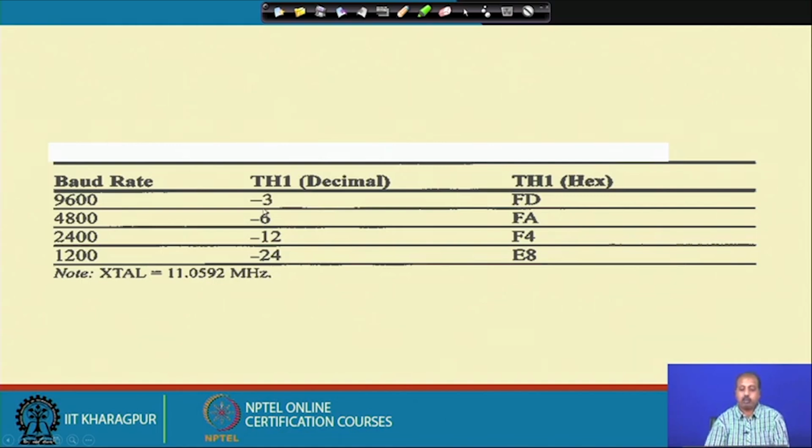Now, for the setting of baud rate, there are some values. Timer 1 has to be used for this baud rate setting. If you want to set a baud rate of 9600, then TH1 should be set to -3. If you are trying to set the baud rate to 4800, then TH1 should be set to -6, then -12 and -24, assuming that the crystal frequency is 11.0592 megahertz. These are the various values of the TH1 register that should be set for getting these baud rates.